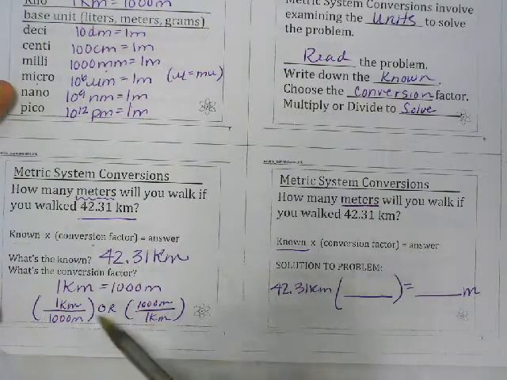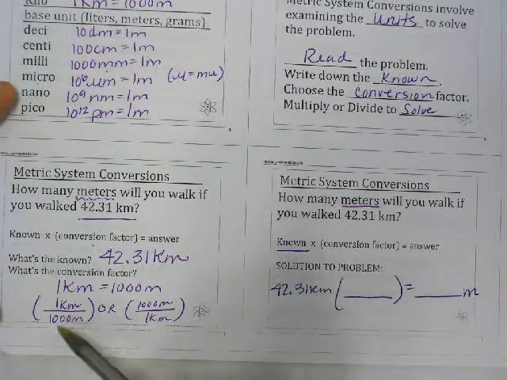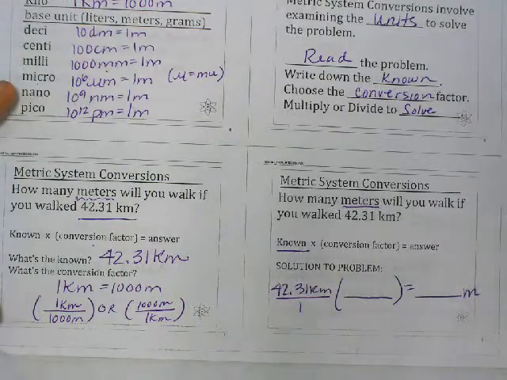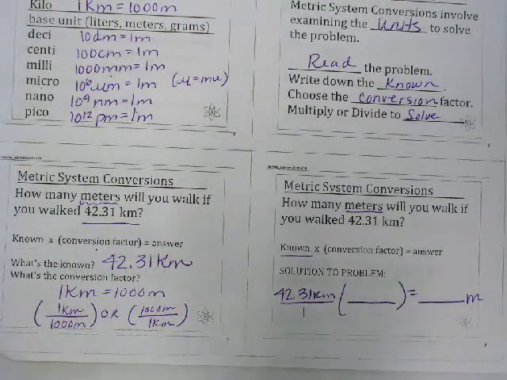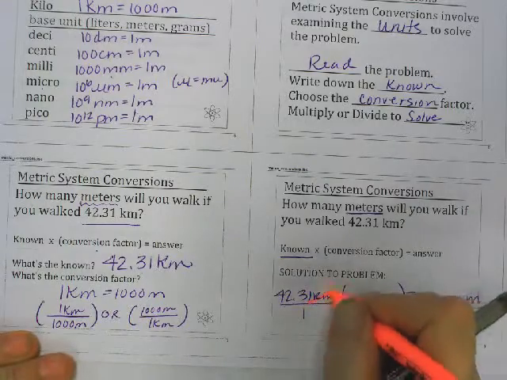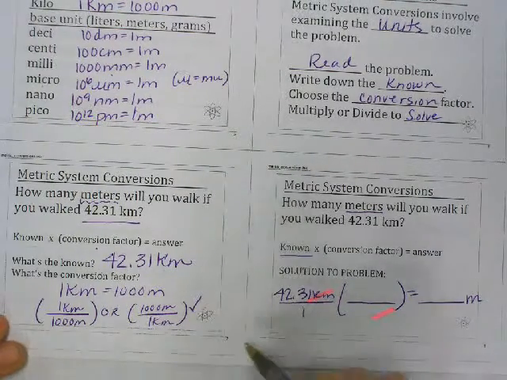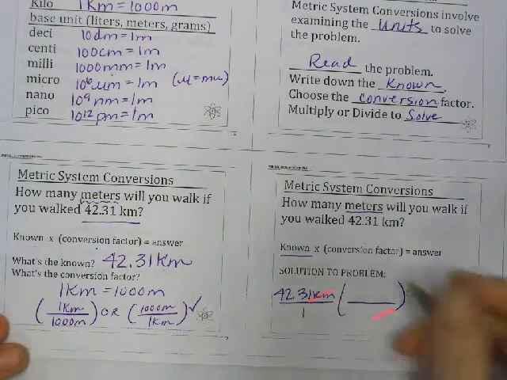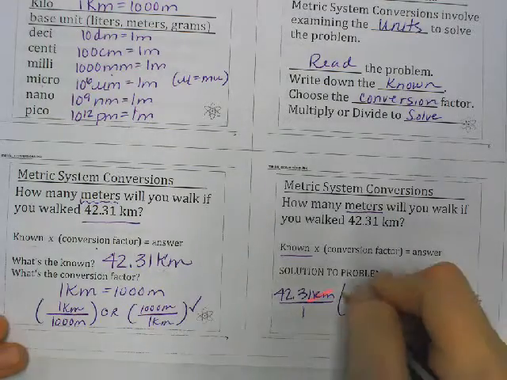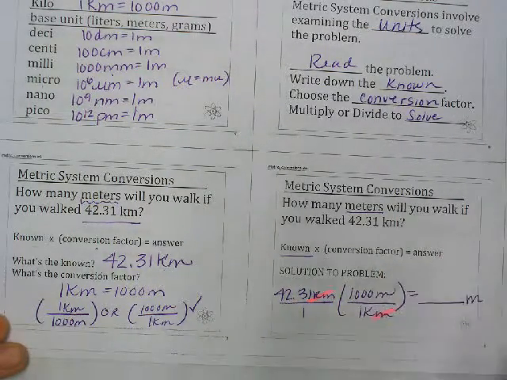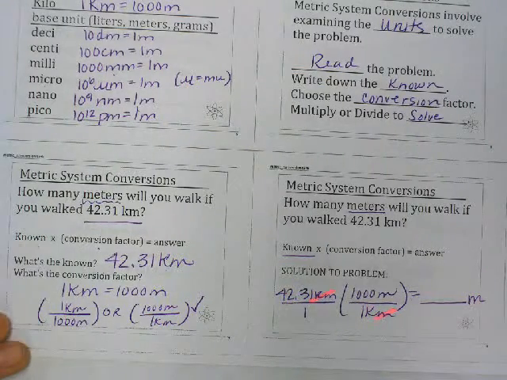Over here are my two conversion factors. I have to pick the one that is going to cancel out kilometers. So since kilometers is on the top, I have to use the one that puts kilometers on the bottom. That's the second one right here. I'm going to take that second one and I'm going to write it in there exactly as is.